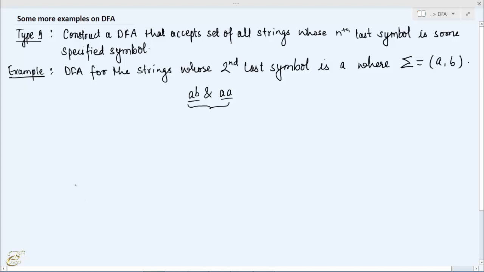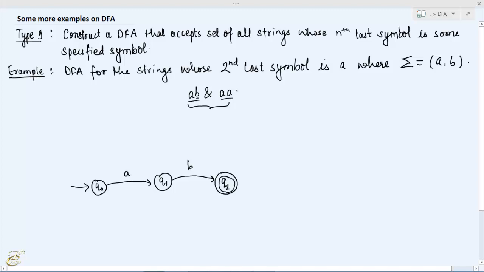So let's start with the starting state Q0. Reading the symbol A from Q0 leads to the state Q1, and then reading the symbol B in Q1 state leads to the state Q2. Since this basic string belongs to this language and hence should be accepted, we make Q2 an accepting state.